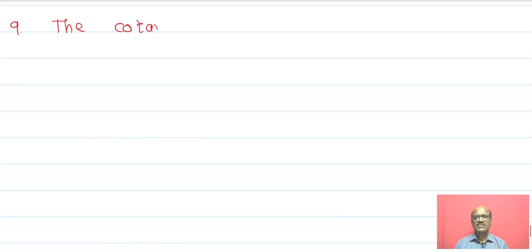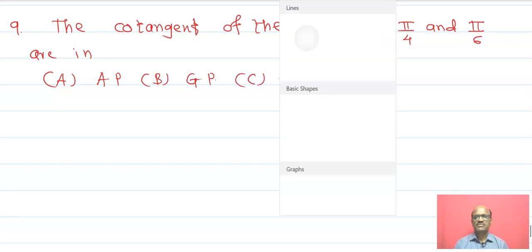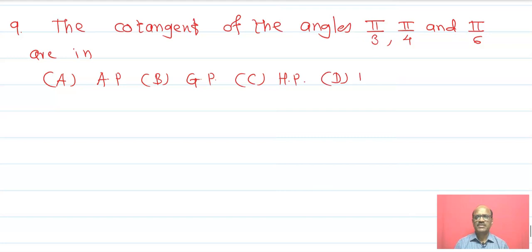Next is the cotangent of angles pi by 3, pi by 4 and pi by 6 are in: first AP, second GP, third HP, and last is not in progression.